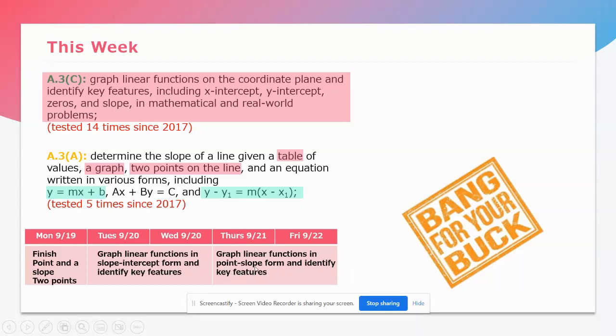You may be asking, why do we spend so much time on this supporting standard when it's only been tested 5 times? Well, let's take a look at why. If we look at the actual student expectation, it's saying to determine the slope. Yes, they only ask 1 question each test for determining the slope. But what you'll see more of is A3C with the graphs and the key features, including one of these equations or 2 points on the line, etc.